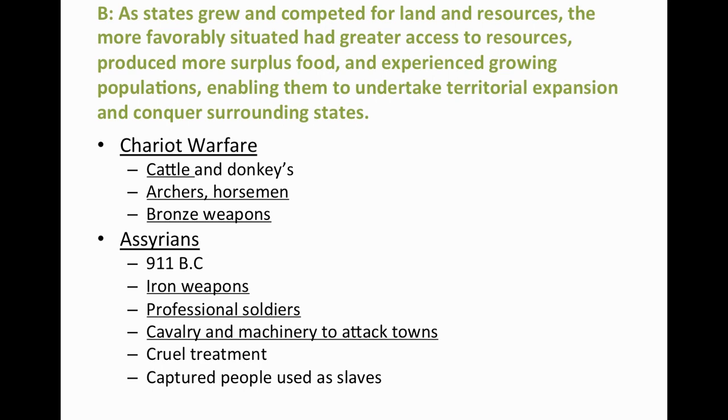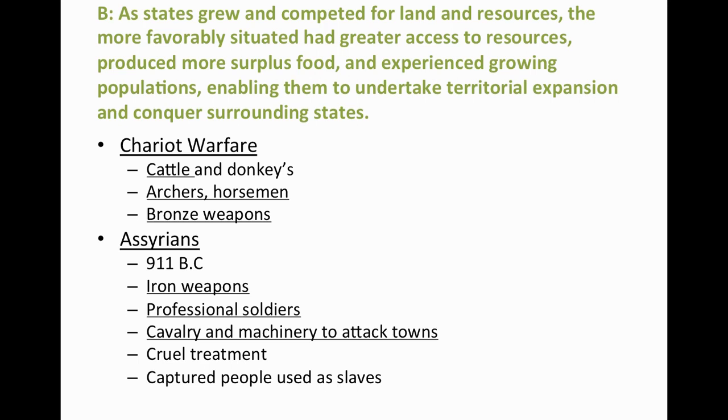substrand B: as states grew and competed for resources, the more favorably situated had greater access to resources, produced more surplus food, and experienced growing populations, enabling them to undertake territorial expansion and conquer surrounding states. So what's the illustrative example of this? Just examples of warfare. So we talked earlier that local groups, including the Egyptians, would use chariot warfare, where they would use those domesticated animals, those bronze weapons. The Assyrians were known for their iron weapons and their professional soldiering, their cavalries, and their machineries to attack towns.